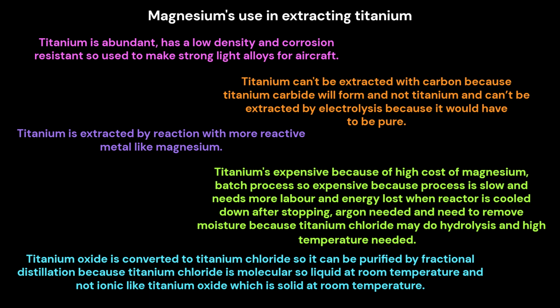Titanium oxide is converted to titanium chloride so it can be purified by fractional distillation, because titanium chloride is molecular, so liquid at room temperature, and not ionic like titanium oxide, which is solid at room temperature.